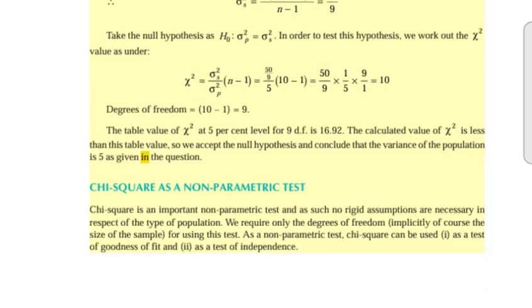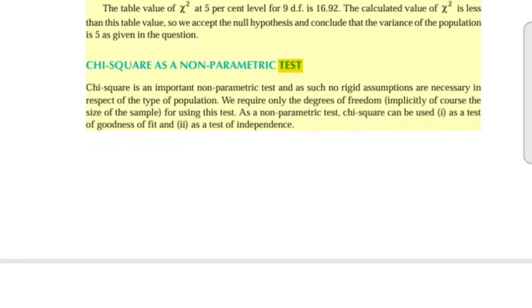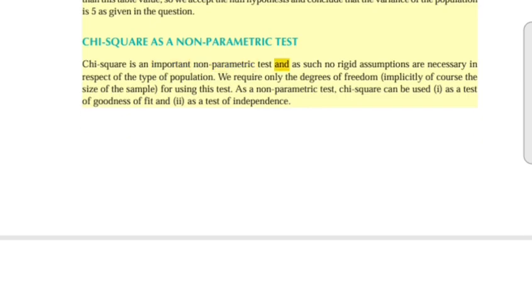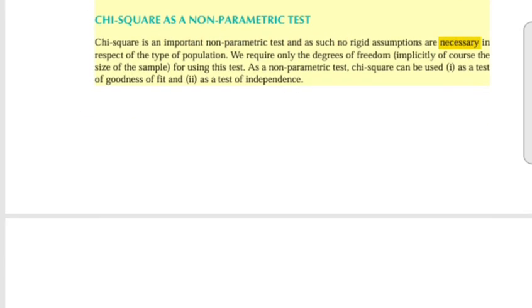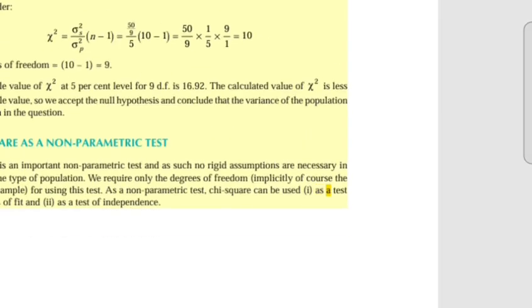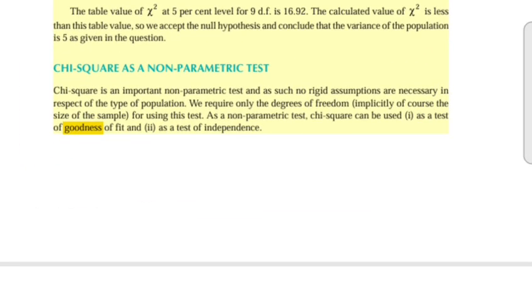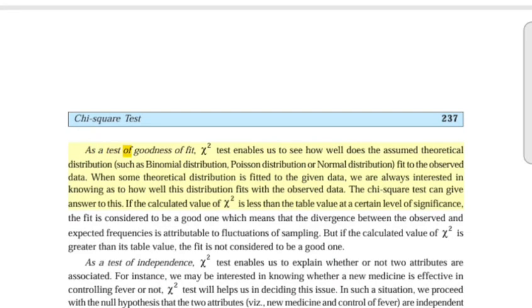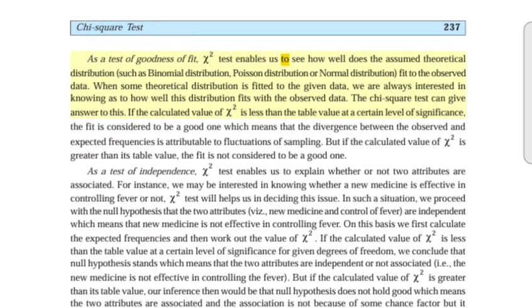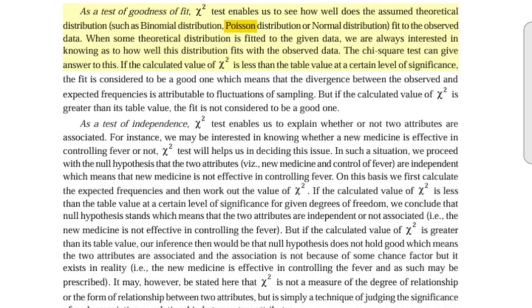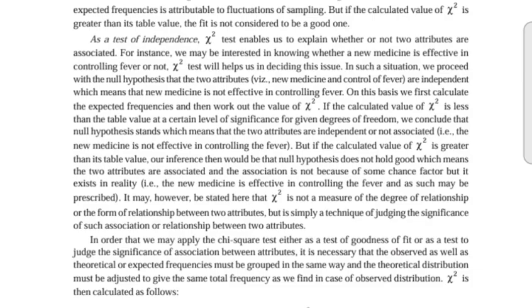Chi-square is a non-parametric test. Chi-square is an important non-parametric test, and as such no rigid assumptions are necessary in respect of the type of population. We require only the degrees of freedom, implicitly of course the size of the sample, for using this test. As a non-parametric test, chi-square can be used as a test of goodness of fit and as a test of independence. The chi-square test is a test of goodness of fit. The chi-square test enables us to see how well the assumed theoretical distribution, such as binomial distribution, Poisson distribution or normal distribution, fits the observed data.